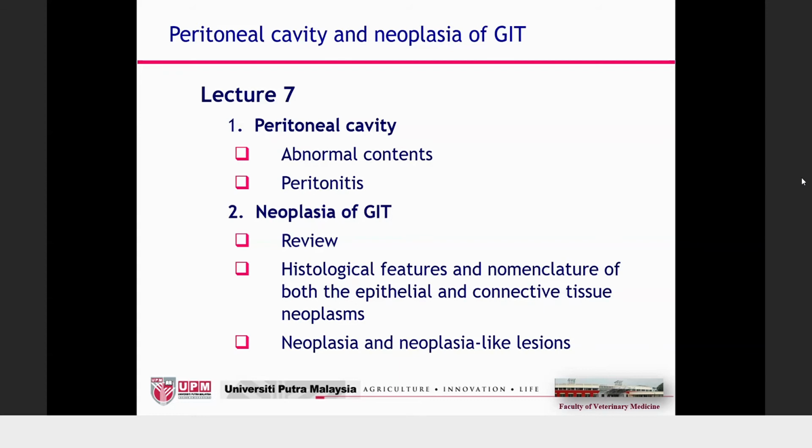But the basic thing is that we might not go into details. We would also like to review the types of neoplasia, and how we are going to differentiate between different types of neoplasia based on histological features and the nomenclature of both epithelial and connective tissue neoplasms. So we're going to touch on this briefly in this lecture.